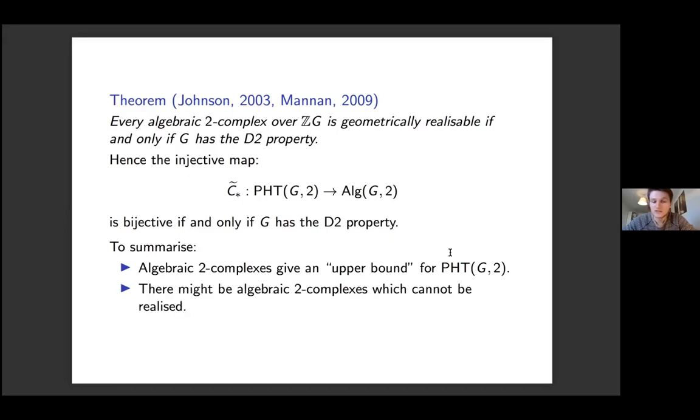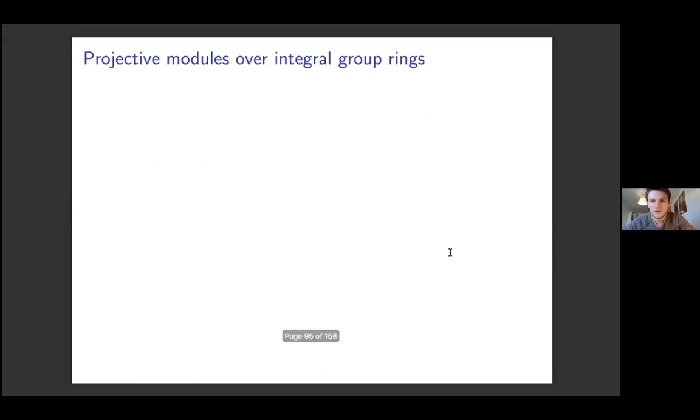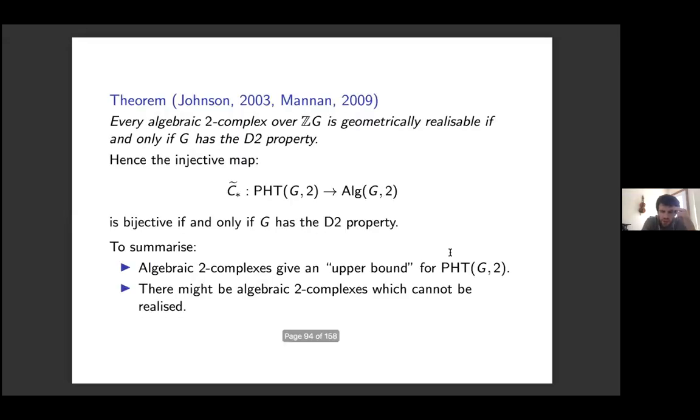But there may nonetheless be algebraic 2 complexes which cannot be realized by 2 complexes. Another ingredient which will go into the theorem. Sorry, by upper bound you mean there's just this injective map? Yes, exactly. So for example, you could classify all algebraic 2 complexes very explicitly, and polarized 2 complexes are somehow just some subset of these things.